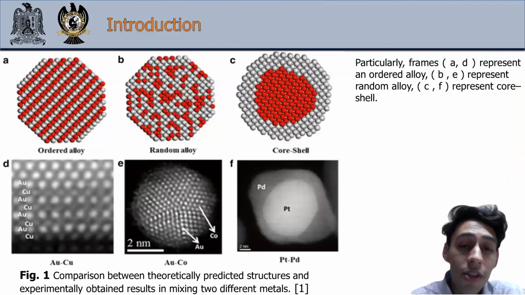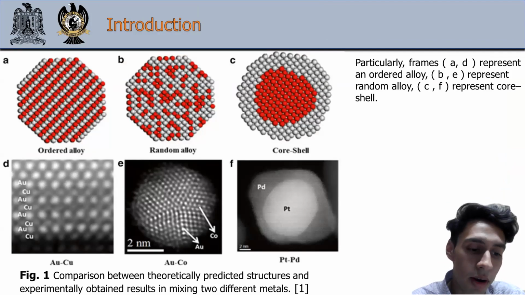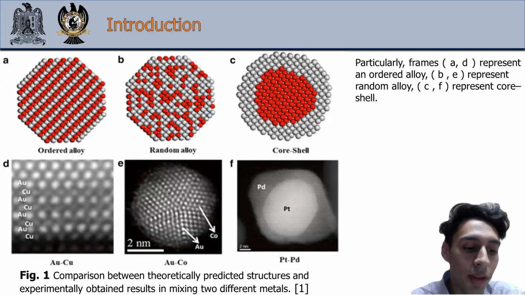The importance of nanoalloys is due to the synergistic properties that both metals provide. The combination of gold and copper is a good way to pull down the cost of gold and ameliorate the instability of copper. Figure 1 shows a comparison between theoretically predicted structures and experimentally obtained results in mixing two different metals.